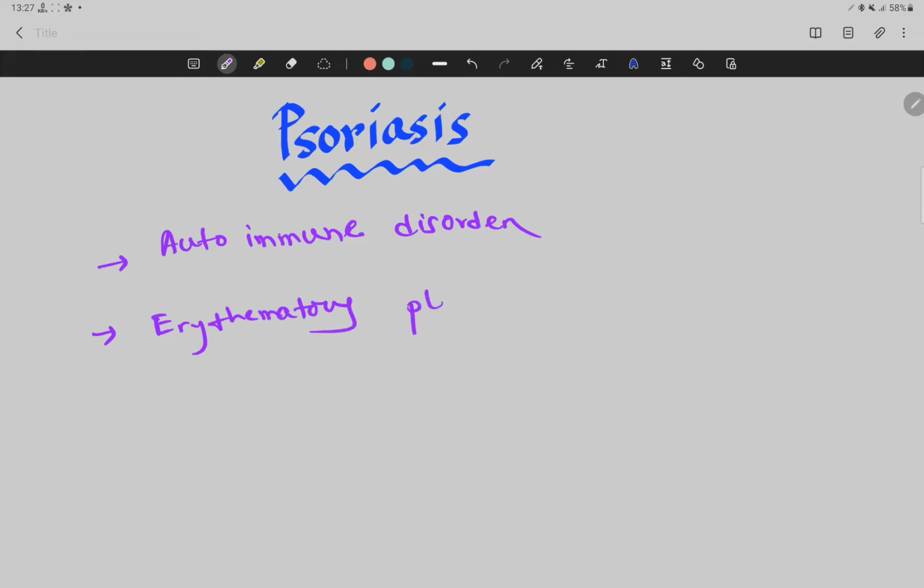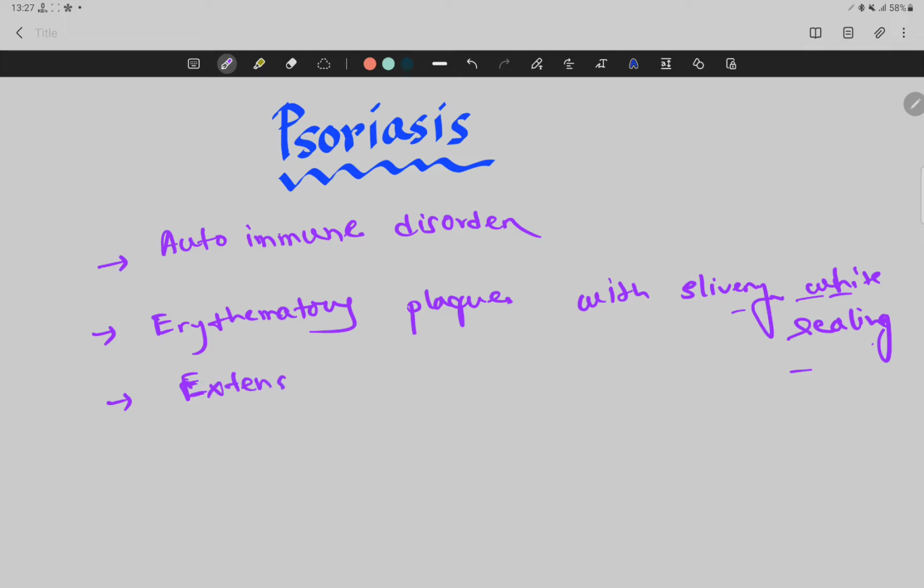Erythematous plaques are seen with silvery white scaling. So it is very important, silvery white scaling, from these words, and mainly extensor sites are involved.